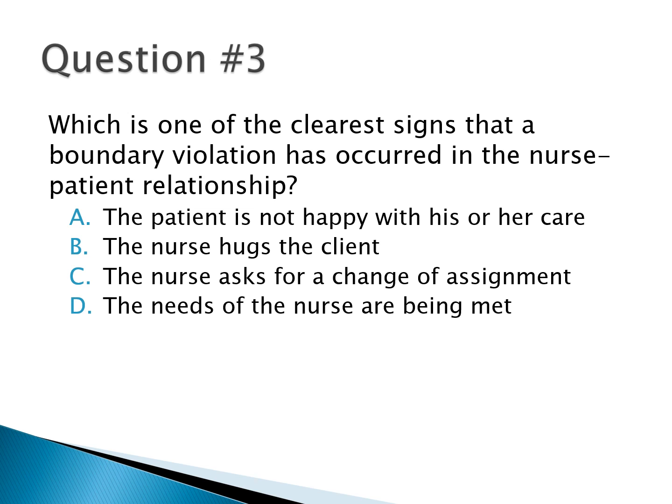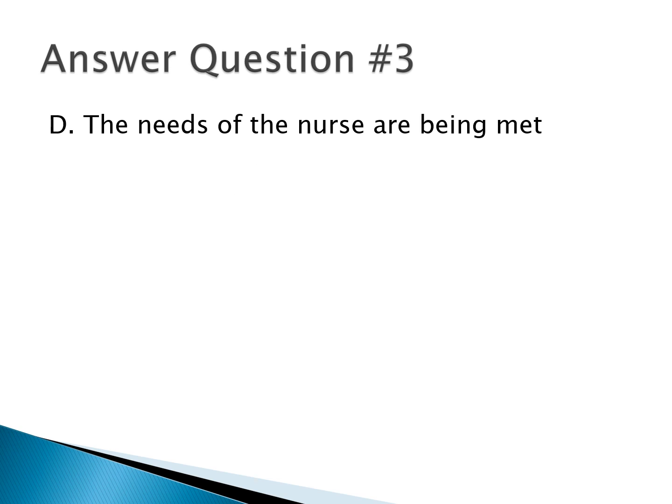The last question of this slide is, which one is the clearest sign that a boundary violation has occurred in the nurse-patient relationship? And if you could pick from these four answers, A, B, C, D. So the answer to the question is, the needs of the nurse are being met. So whenever the needs of a nurse are met, that's when the boundary crossing is happening.